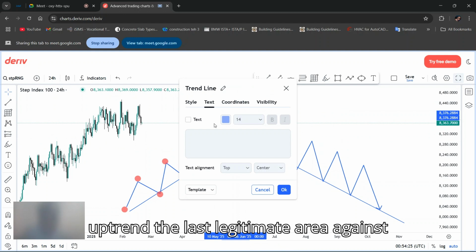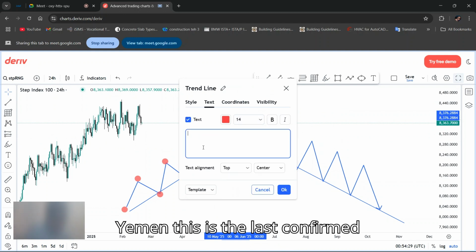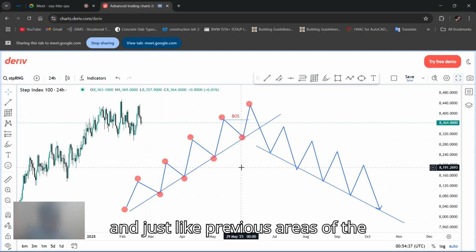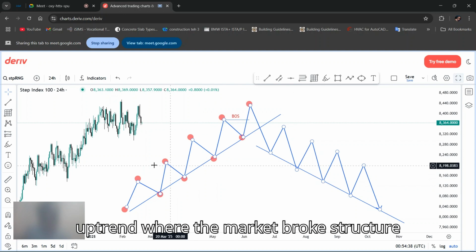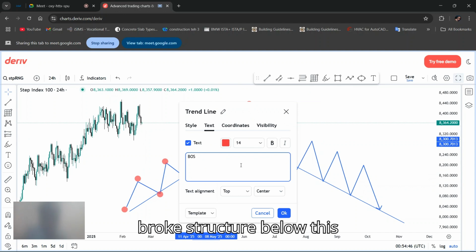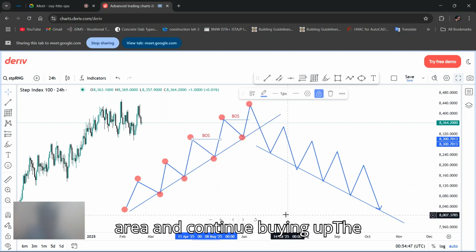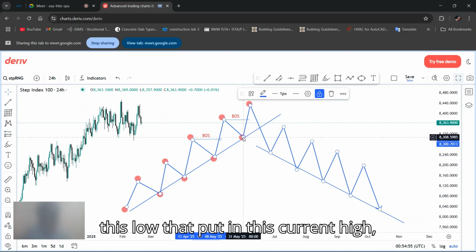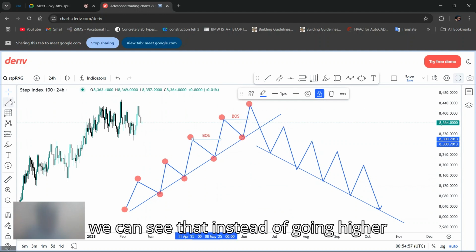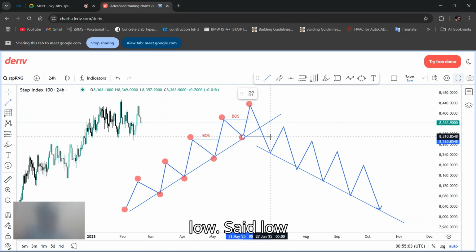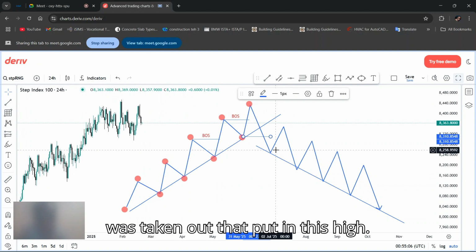The last legitimate area where you can say, yeah man, this is the last confirmed area that the market broke to the upside. From there, just like previous areas of the uptrend where the market broke structure, it broke structure above this area and continued buying up. The difference at this point is that the low that put in this current high, we can see that instead of going higher within this zone, it broke back below the same low. Said low was taken out that put in this high.